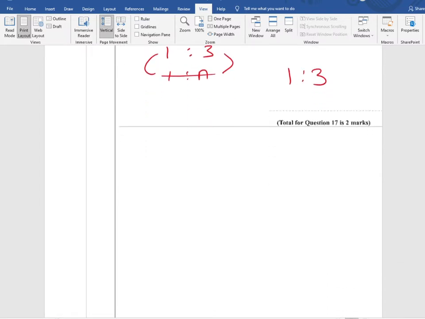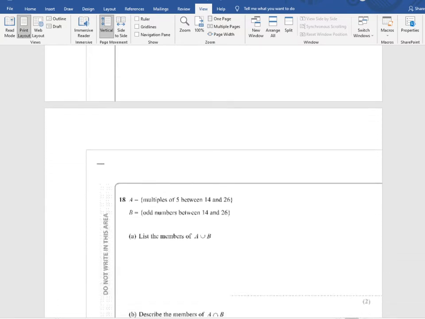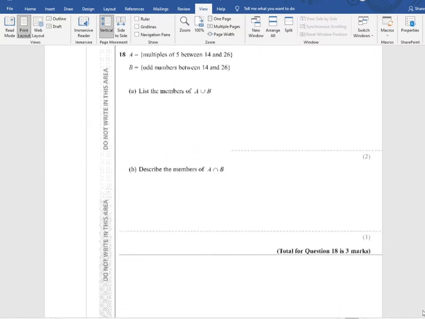Right, okay. Number 18. A is the multiples of 5 between 14 and 26. And B is all the odd numbers between 14 and 26. List the members of A and B. So multiples of 5. So that's 15, 20, and 25. Odd numbers are 15, 17, 19, 21, 23, 25.